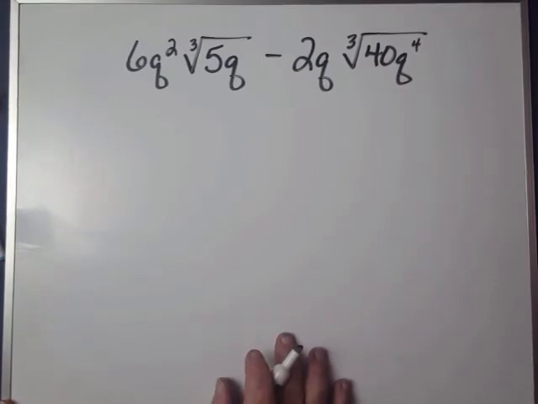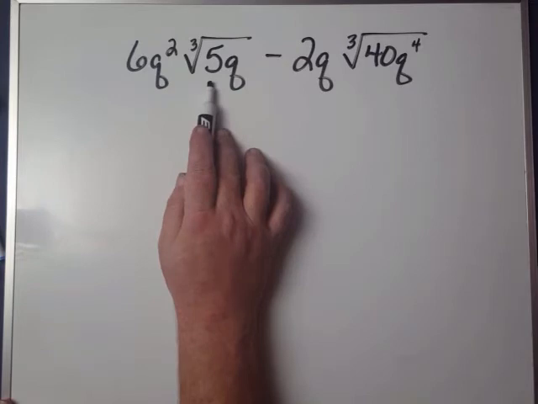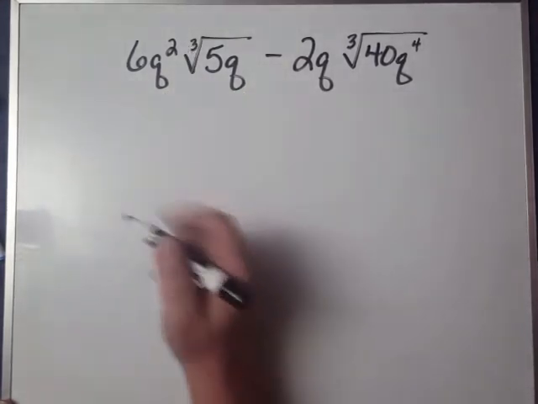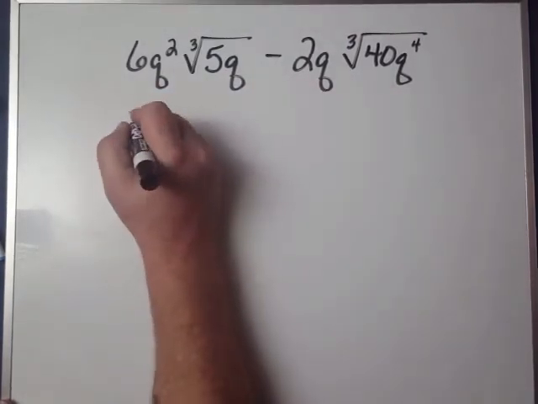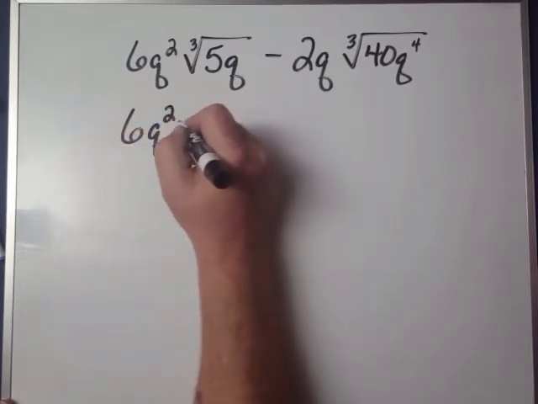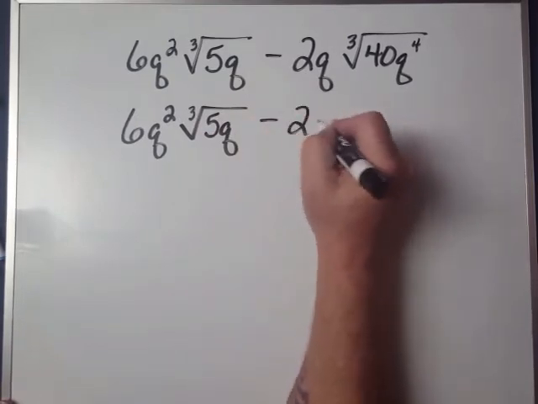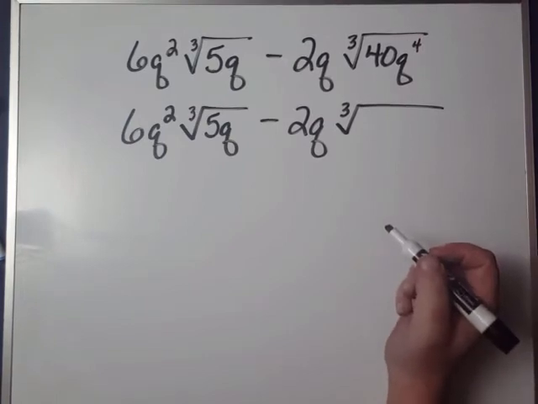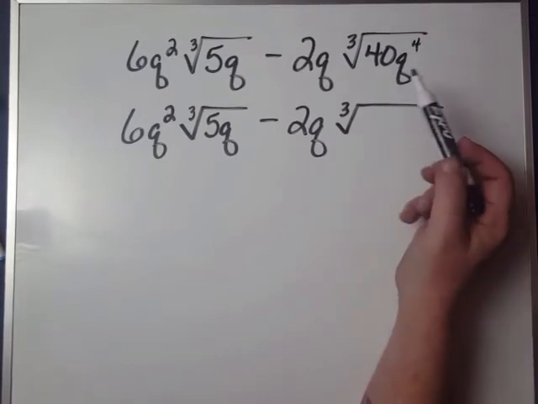All right. Simplify each term. We have two terms here. My first term is simplified. In my radicand, I have a 5 and a q. None of that contains any factor which is a perfect cube. But in my second term, I've got some things going on. In my radicand, I have 40q to the 4th.